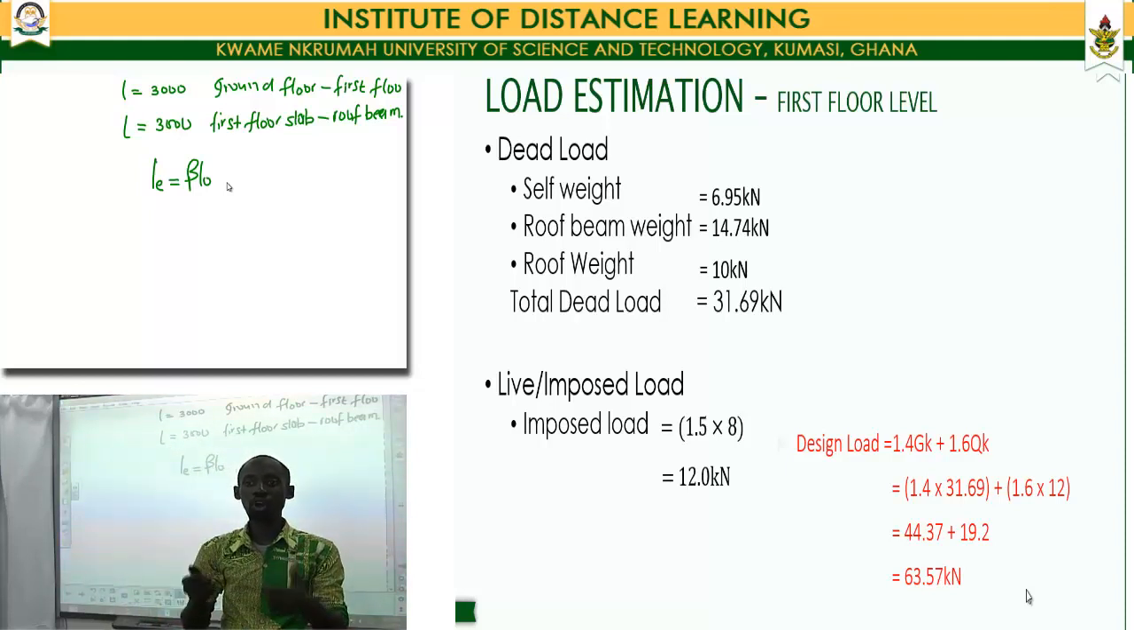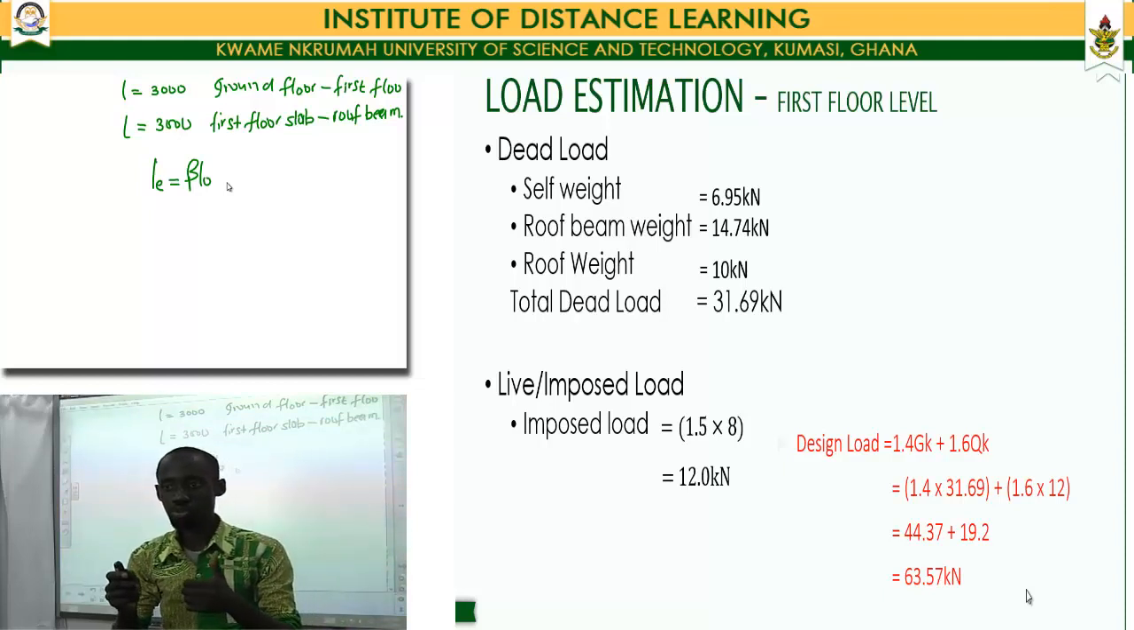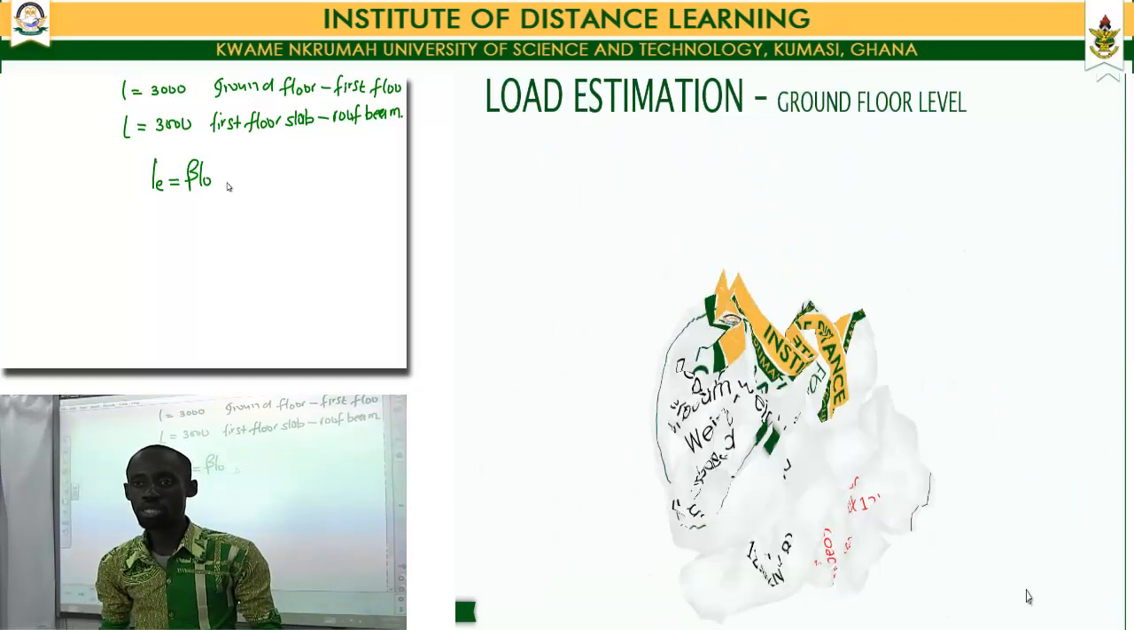So for our column at the first floor level, it's supposed to resist an axial load of 63.57 kilonewtons.